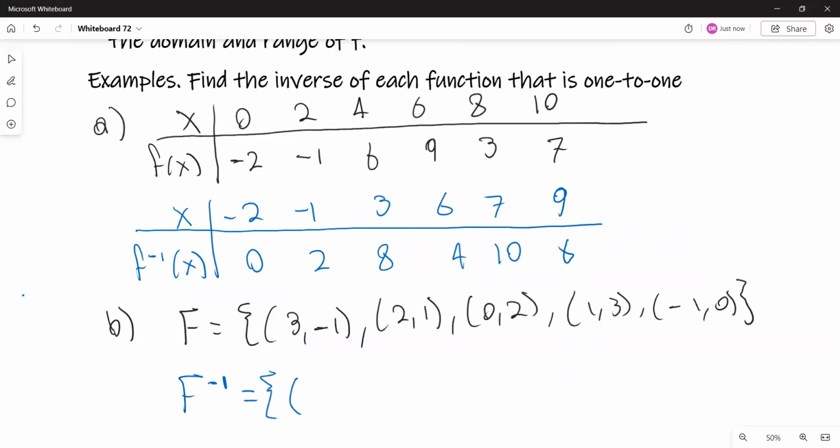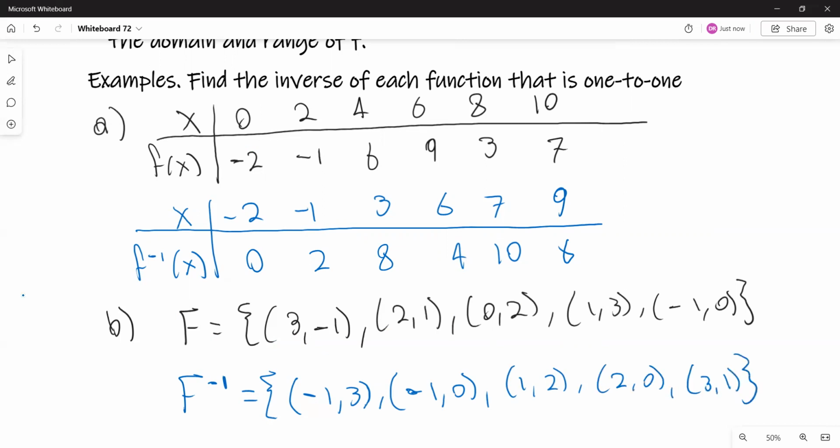Okay, so the inverse, what we're going to do is write the y values in order. So if we write them in order, we first have -1, 3. So we are switching the coordinates. The next y value in increasing order is 0. So from (3, -1), flip the coordinates, that's (-1, 3). Next we have (2, 1), from which we obtain (1, 2). From (0, 2), we obtain (2, 0). And from (1, 3), we obtain (3, 1). So that's the inverse.